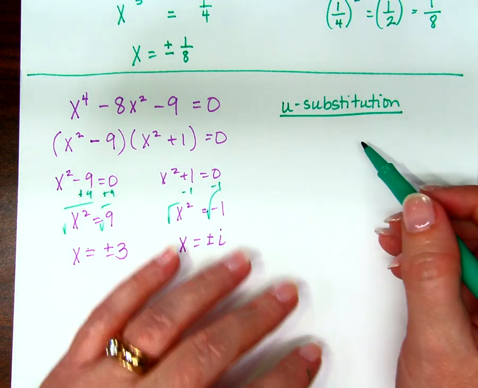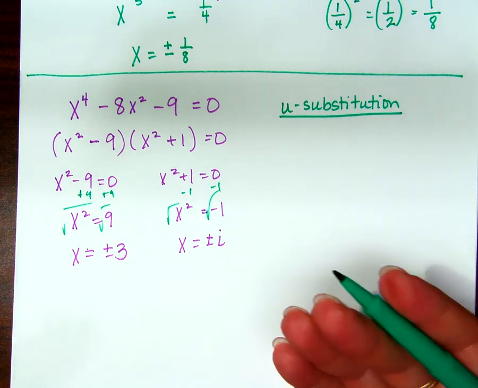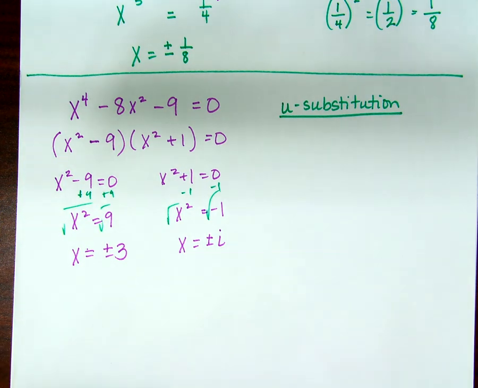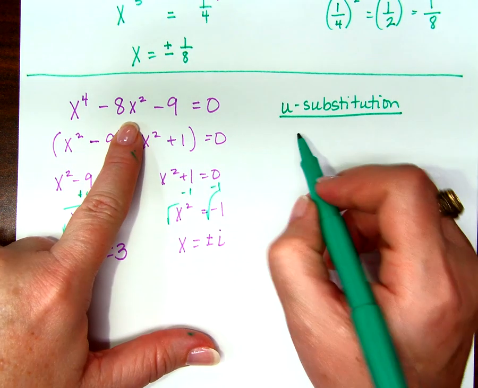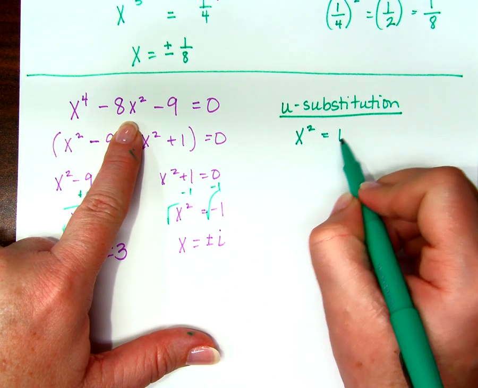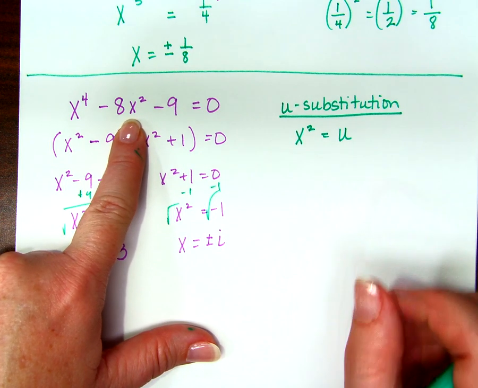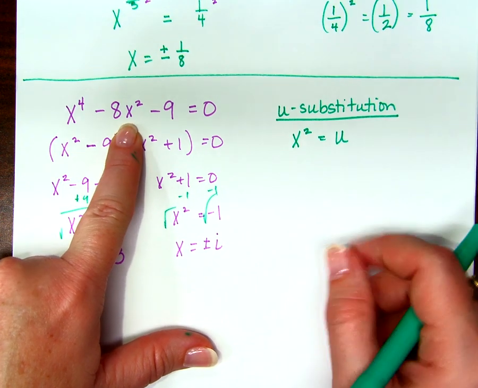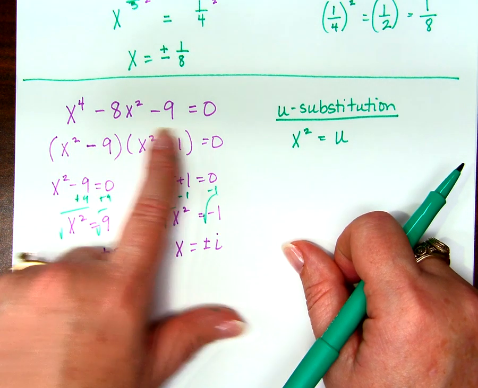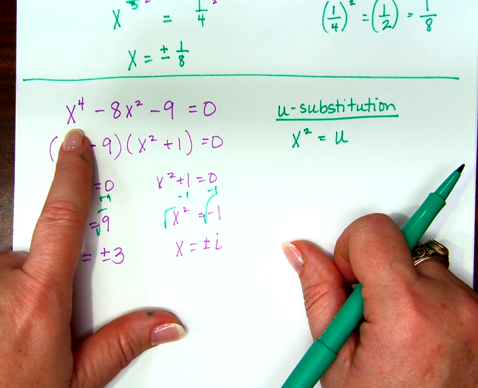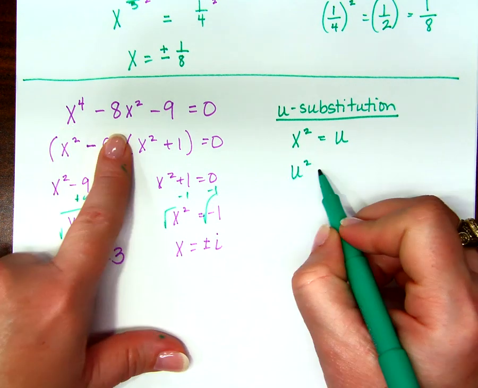So in a U substitution, you decide something is going to equal U. Okay? The letter U. I don't mean you personally, but the letter U. Okay? So in this case, we would decide that x squared equals U. Now, I don't expect you to know that off the top of your head, but I think you'll see why in just a minute. Okay? If I decide that x squared equals U, rewrite this equation for me. If x squared equals U, what does this term now become? U squared. Good.